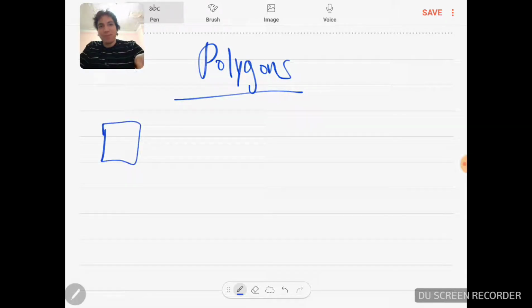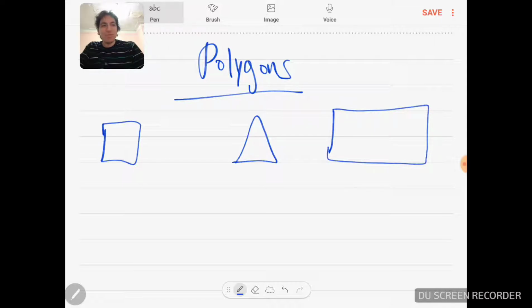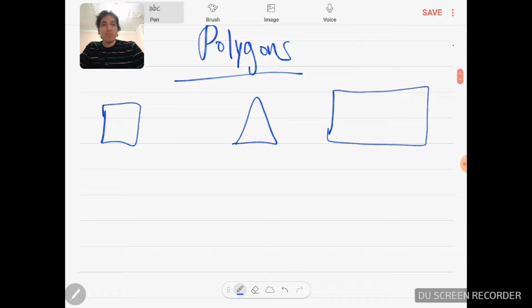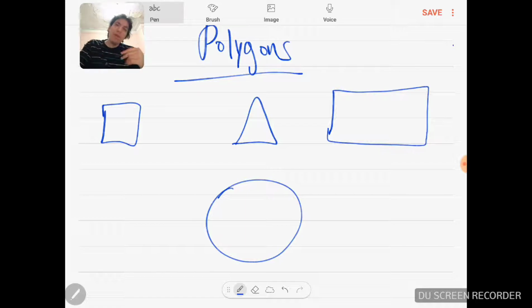We know the square. We know the triangle. I'll try to make it look like at least an equilateral triangle. We got ourselves a nice juicy rectangle, which is really 2 squares if you really think about it, and a nice circle. Now, all these are polygons of the sort. Why? Because they don't have any open parts to them.